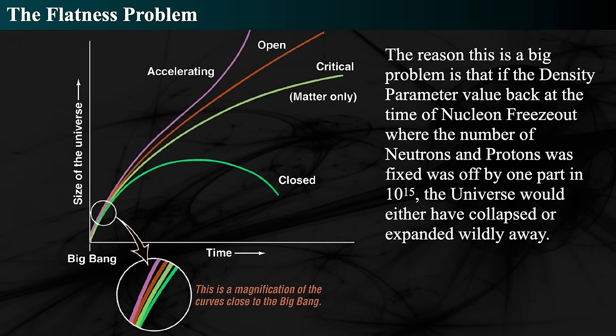So you can have an accelerating universe where all of a sudden I've got less stuff than I need, and the universe accelerates, or it's got more stuff and it closes. Maybe it's a critical density universe with only matter in it, or maybe it's an open universe that has not just matter, but maybe radiation and dark energy, and we have the other one. So you have all these different paths based on what the universe is made up of.